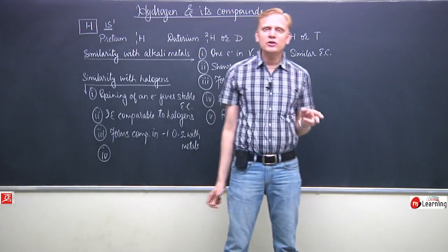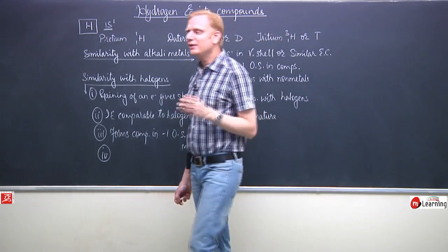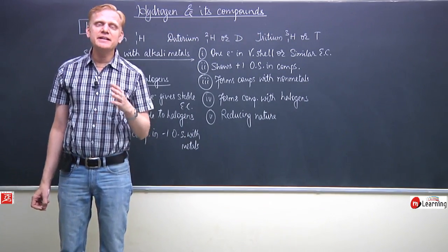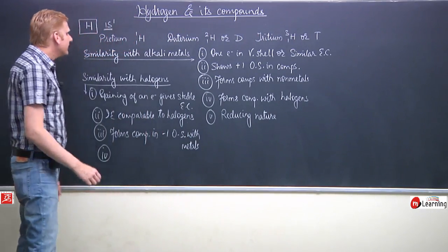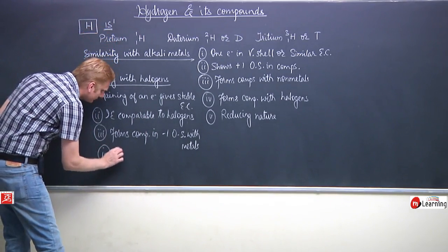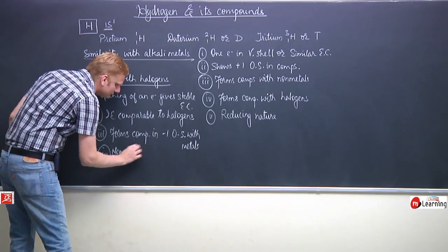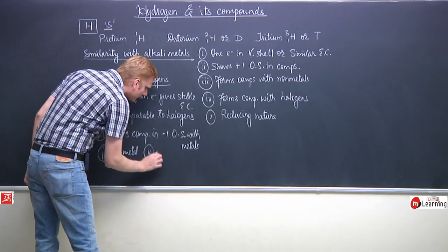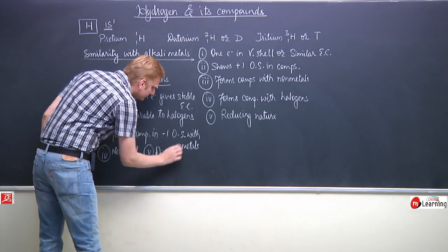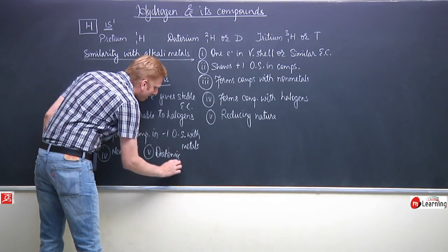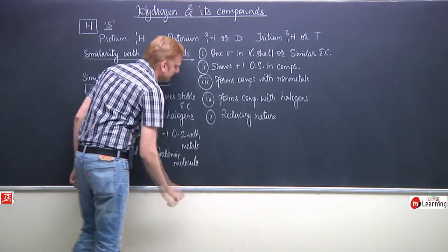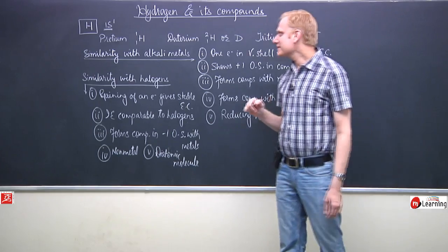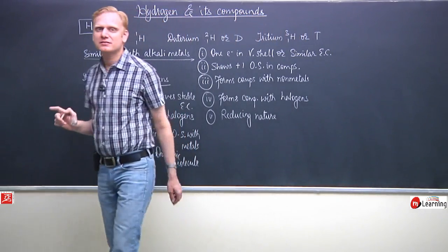Both are non-metallic elements. Hydrogen is a non-metal, halogens are non-metals, and in fact their elemental existence is similar. Elemental existence means both exist in the diatomic molecular form. So non-metallic nature and existence in the form of diatomic molecule. These are the points where hydrogen has a resemblance with halogens.